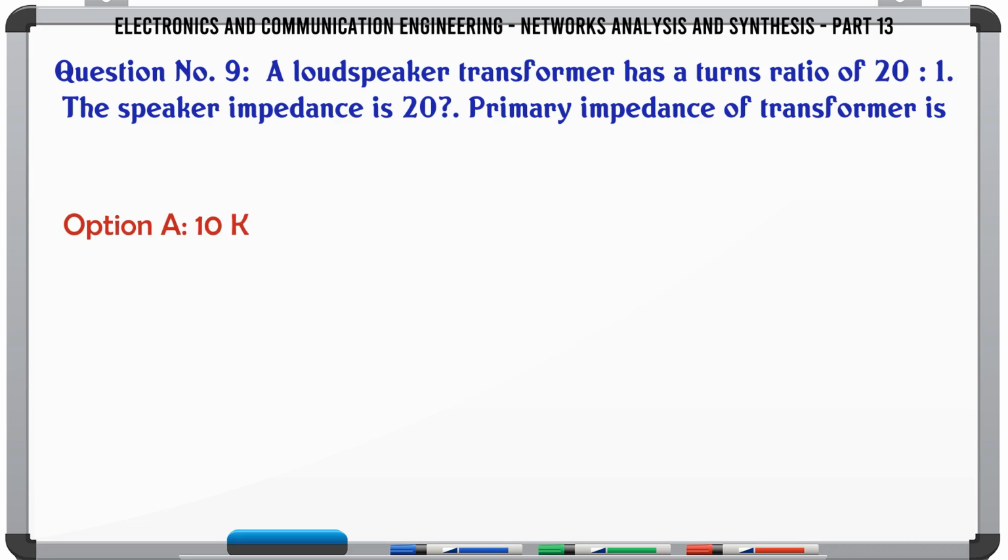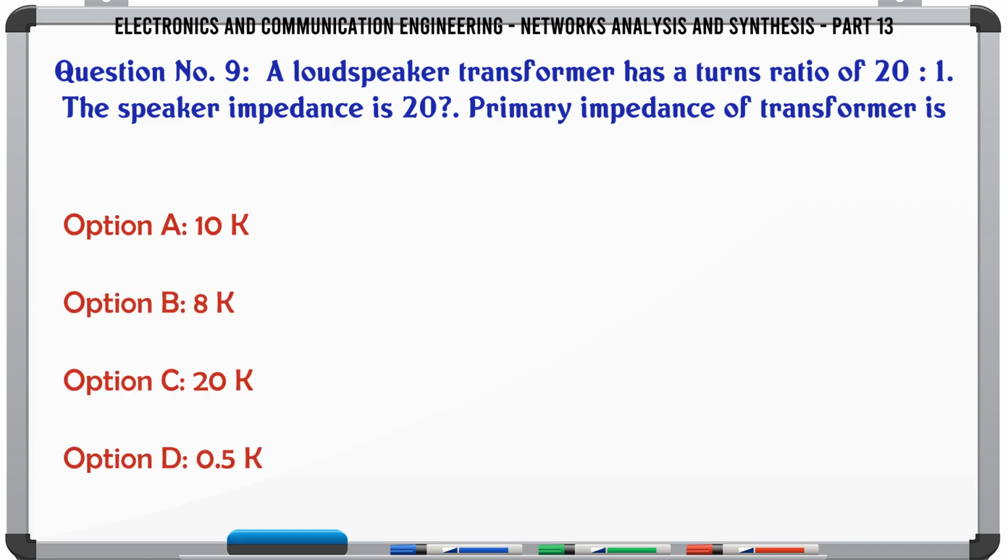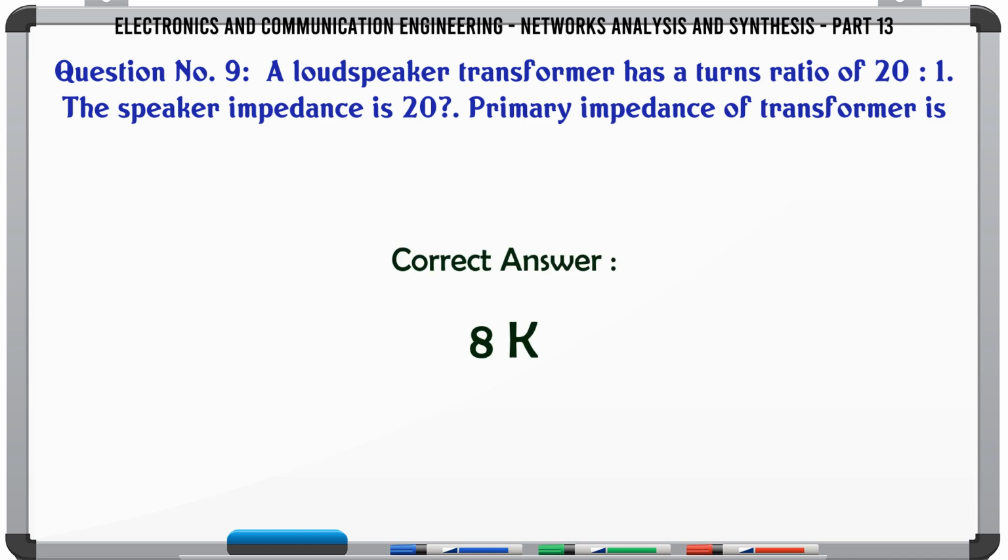A loudspeaker transformer has a turns ratio of 2:1. The speaker impedance is 20 Ω. Primary impedance of transformer is A 10K, B 8K, C 20K, D 0.5K. The correct answer is 8K.